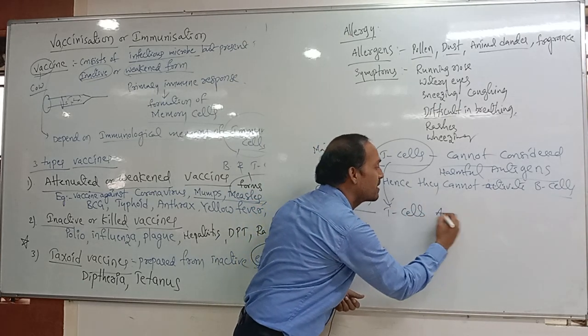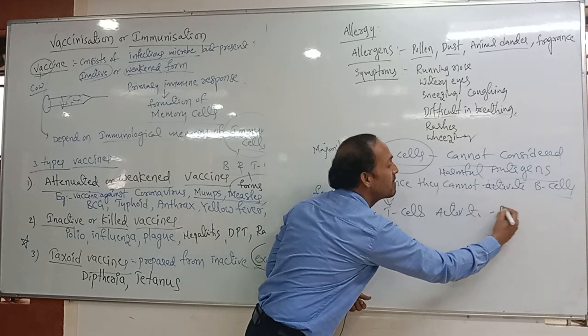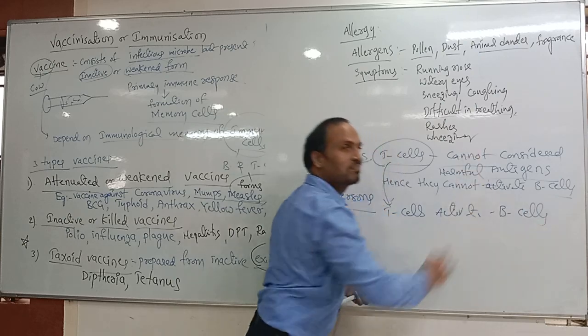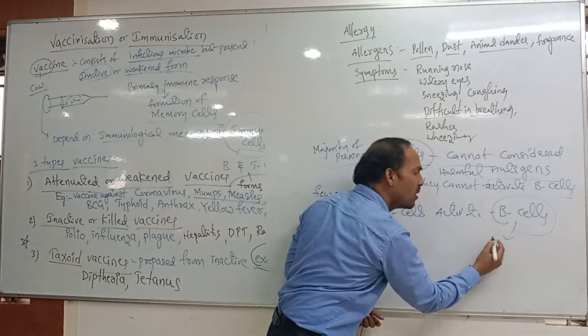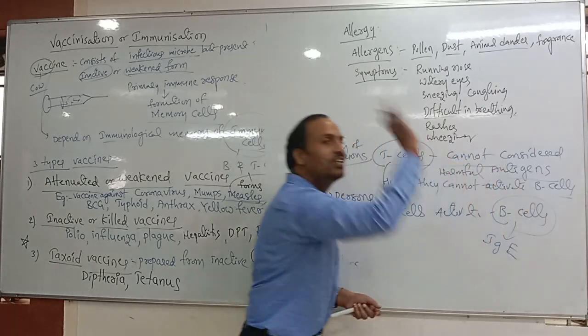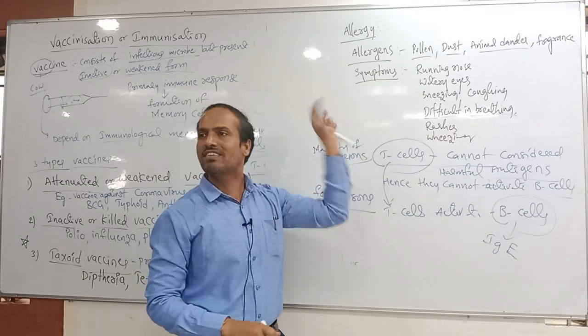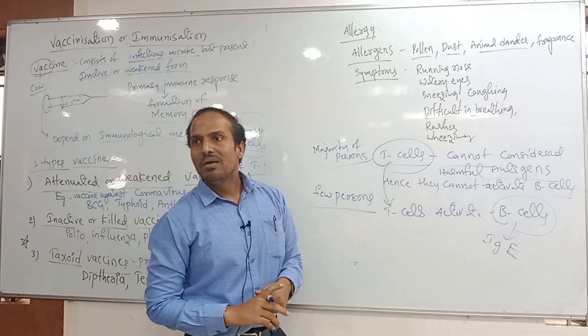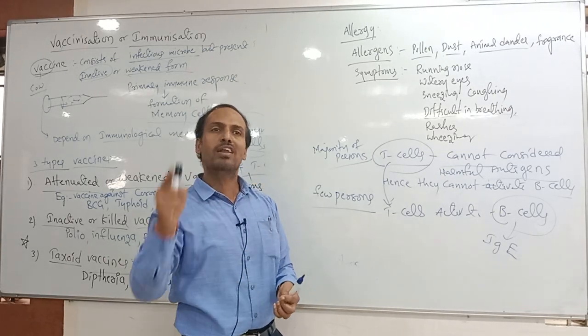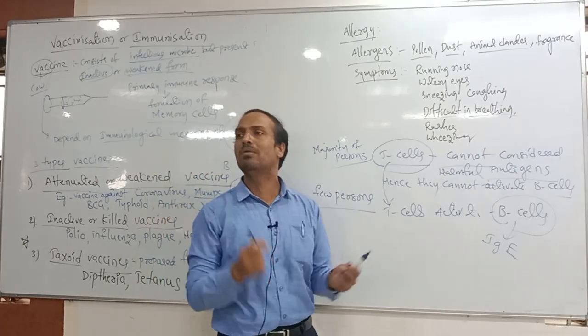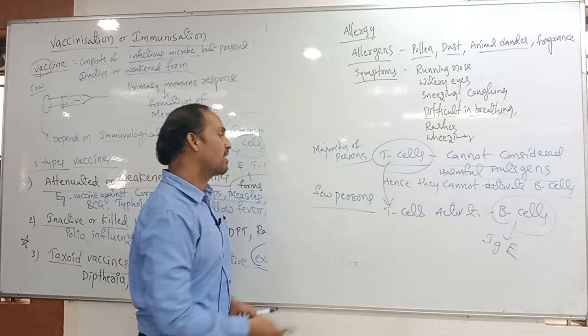These T cells can activate which cells? B cells. Once B cells are activated, they release which type of antibodies? IgE antibodies against these allergens. But the binding sites for these IgE antibodies are present on a special WBC. Come on, what is the name of the WBC? Mast cells.